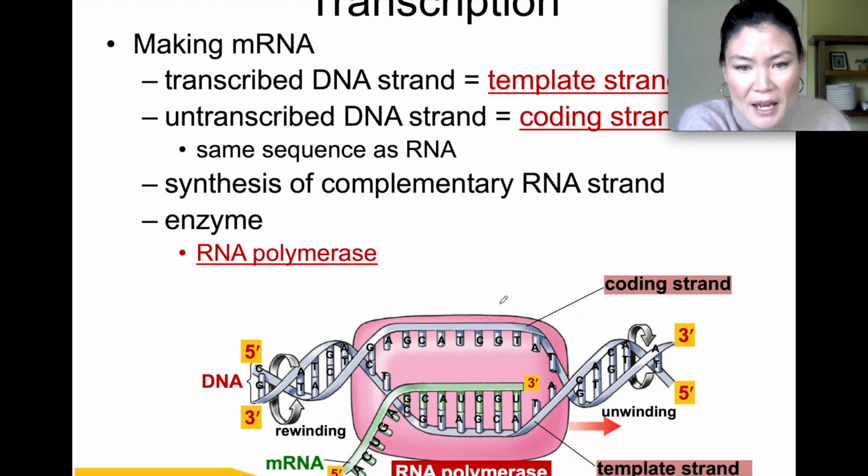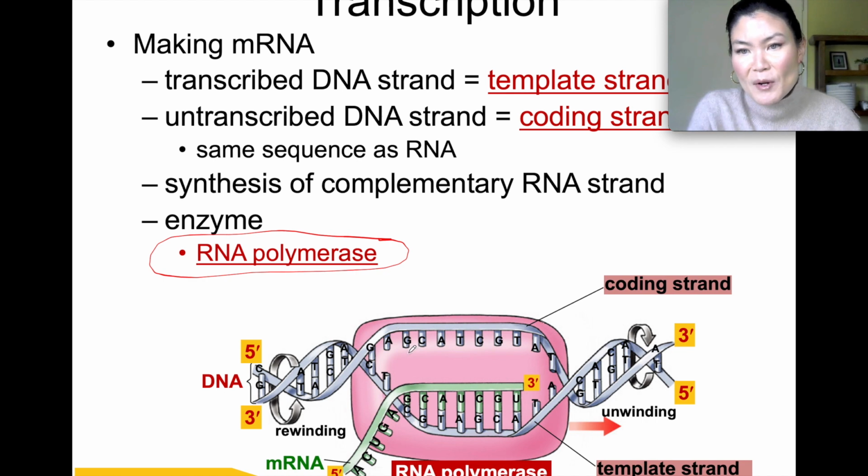So there's an enzyme, not helicase in this case. It's another enzyme called RNA polymerase. And this is the enzyme that is responsible for transcription. Remember, with DNA replication, we talked about helicase, primase, DNA polymerase 3 and 1, and ligase. With transcription or protein synthesis, there's only one enzyme that you need to know. It's RNA polymerase, and it does everything.